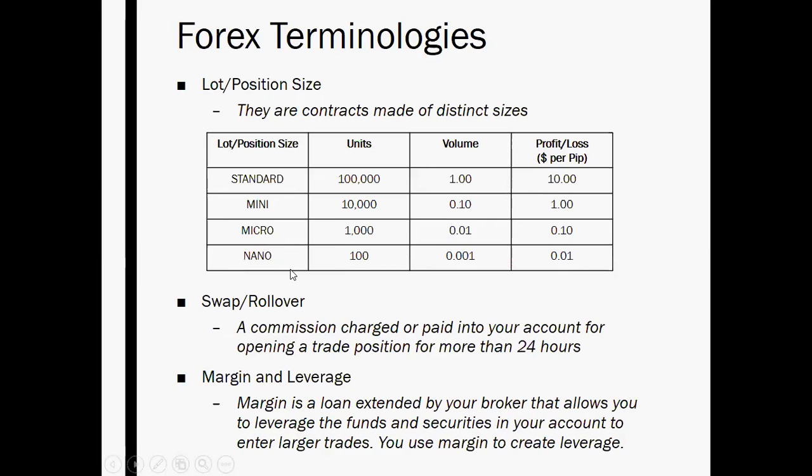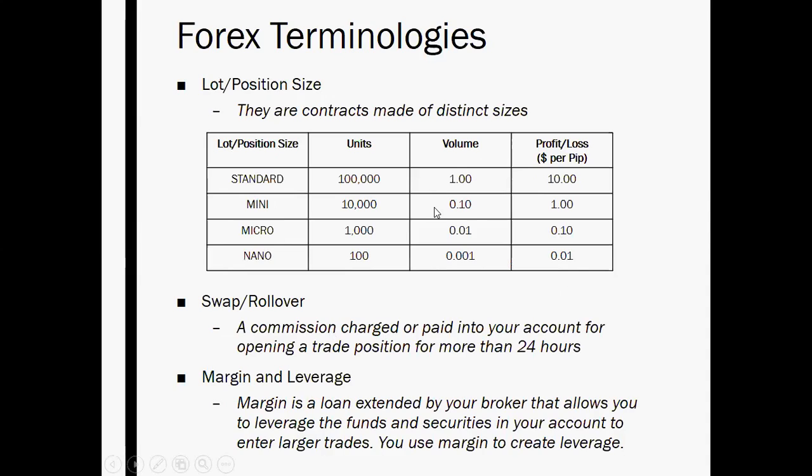Now, if you're using a nano lot, this is the least and it is uncommon. People don't use the nano lot because it is so minute, except you are trading on a cent account. The nano lot is simply 100 units and 0.001, and that is 1 cent per pip. That means for 80 pips, you would have made 80 cents altogether.